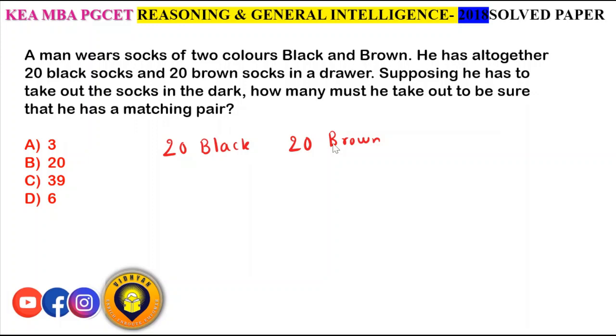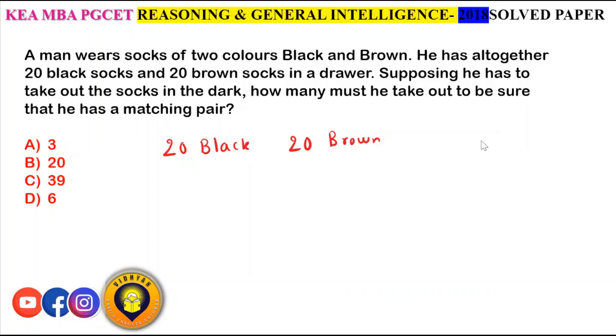Okay, so he has to pick the socks from the dark. There's no light, so he has to pick some socks in the dark, but he should be sure that he gets one matching pair. So how many socks does he have to remove from the drawer to get one matching pair? So what will be the answer?